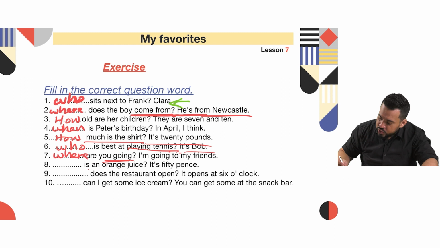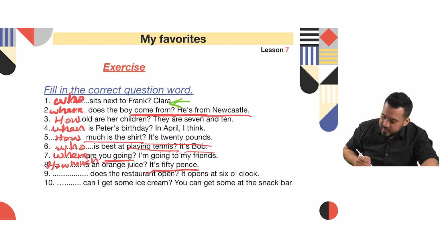How much is an orange juice? It's 50 pence. 50 pence is a price. So, correct. We're talking about money again. So, how much is an orange juice?